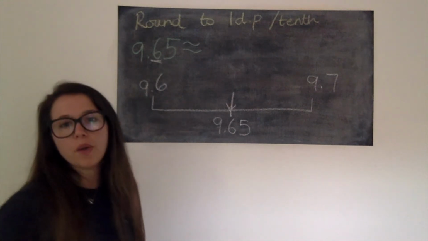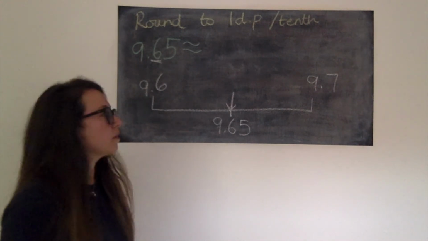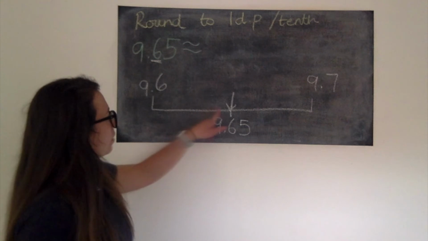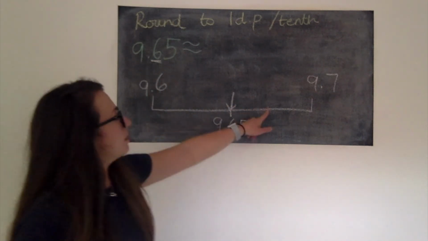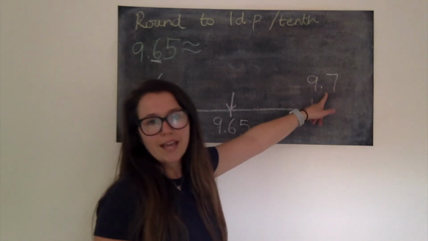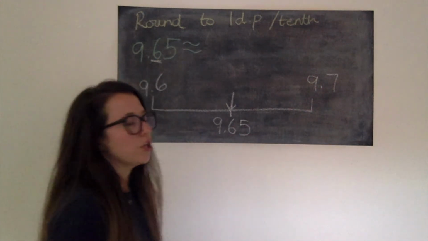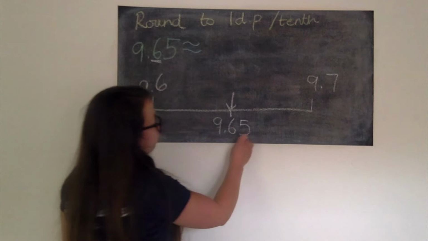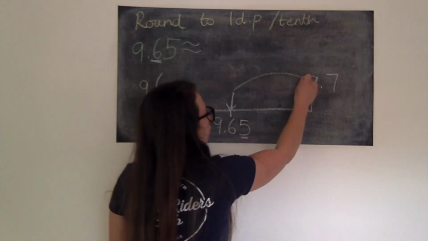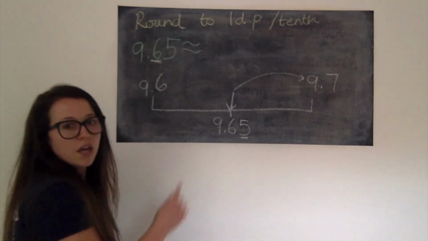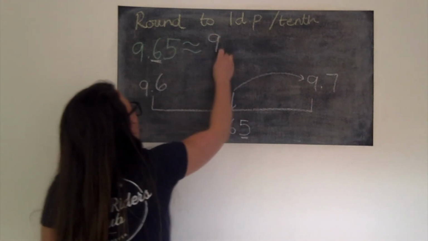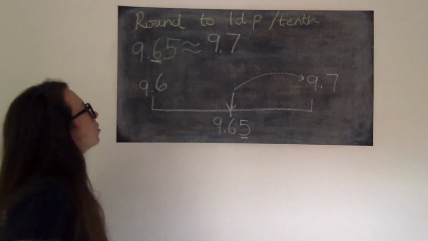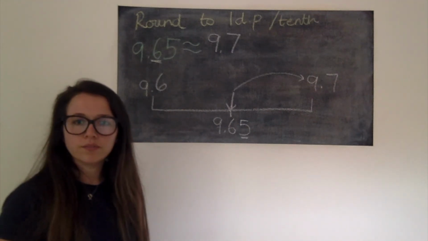Now, some of you might remember a rhyme when you're thinking about rounding numbers. 1, 2, 3, 4, you round to the number before. 5, 6, 7, 8, 9, you go to the next one on the number line. So that should hopefully tell you this is 5, so we have to round up to the next one on the number line, and we can see that that is 9.7. So to 1 decimal place, we have to round up to 9.7.